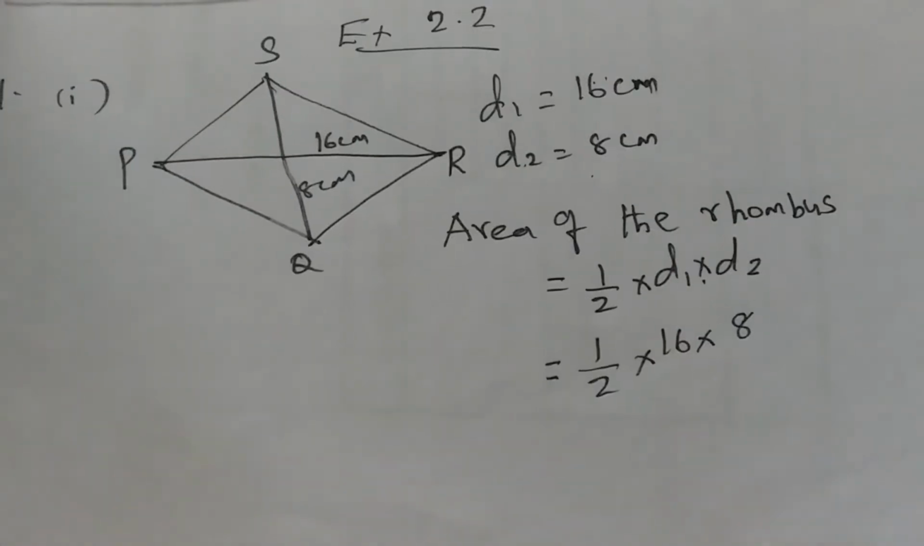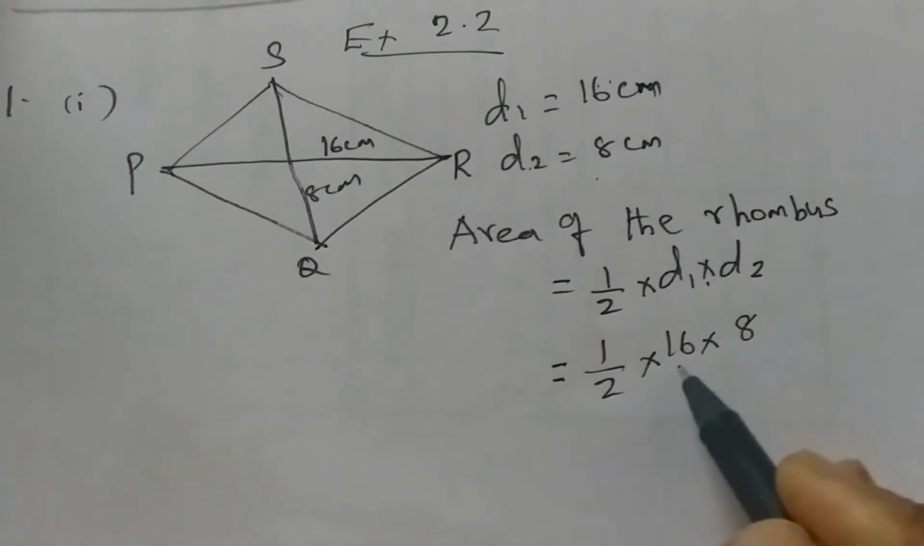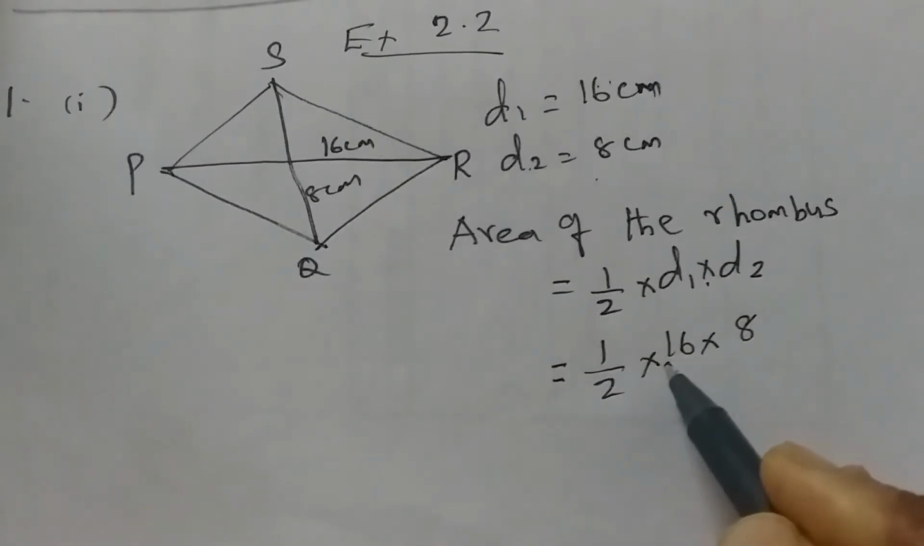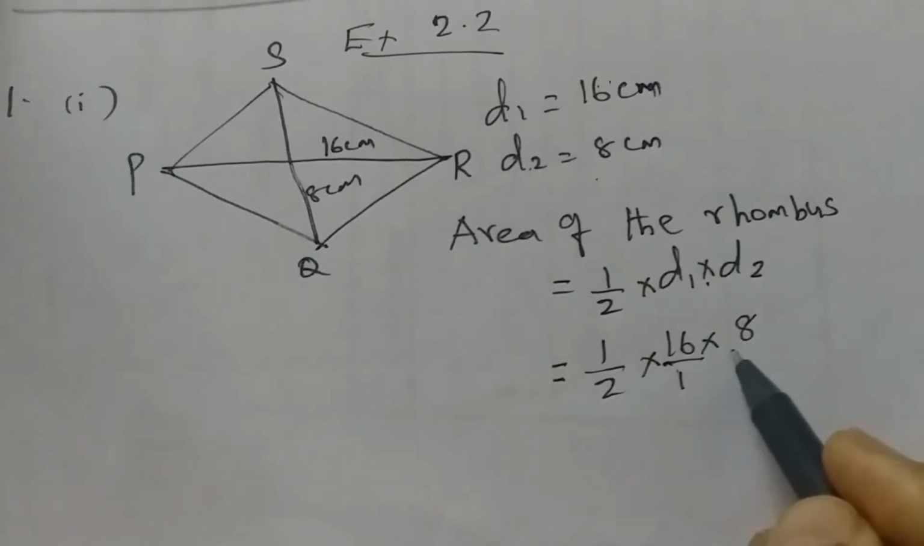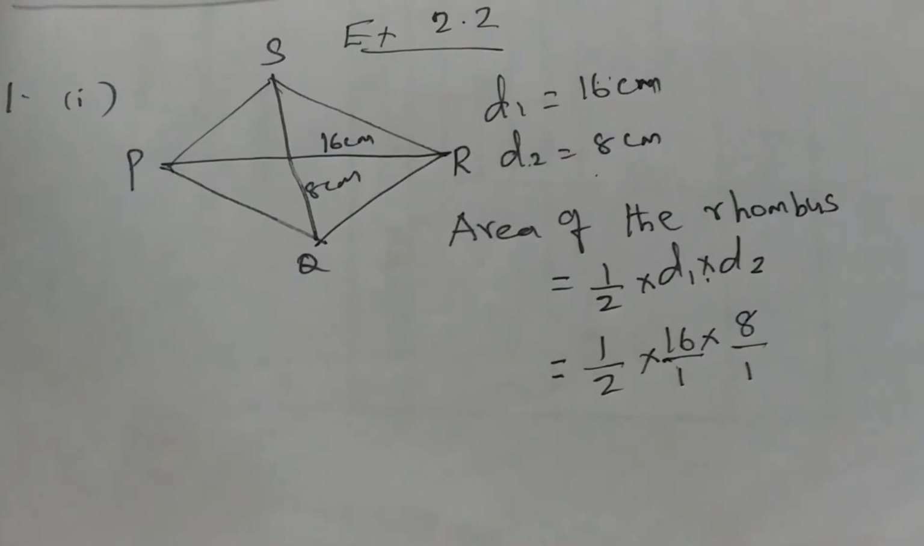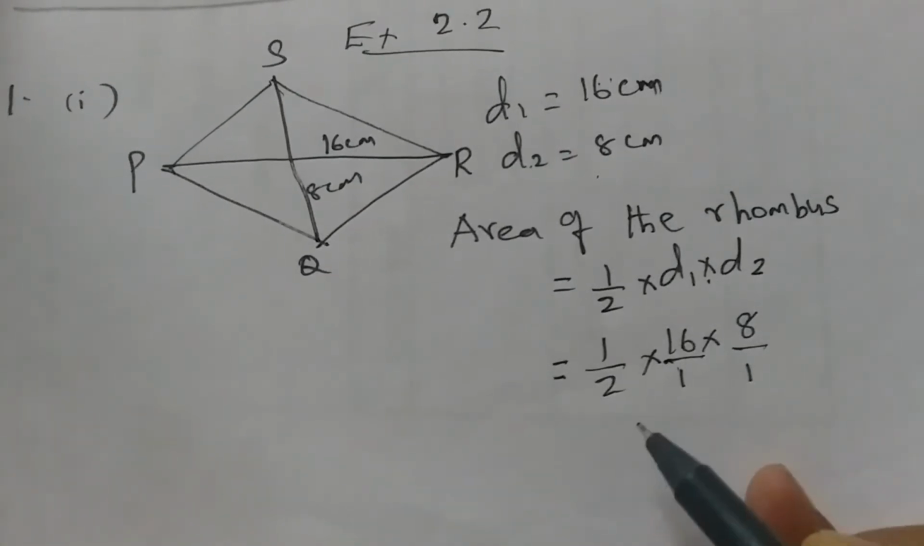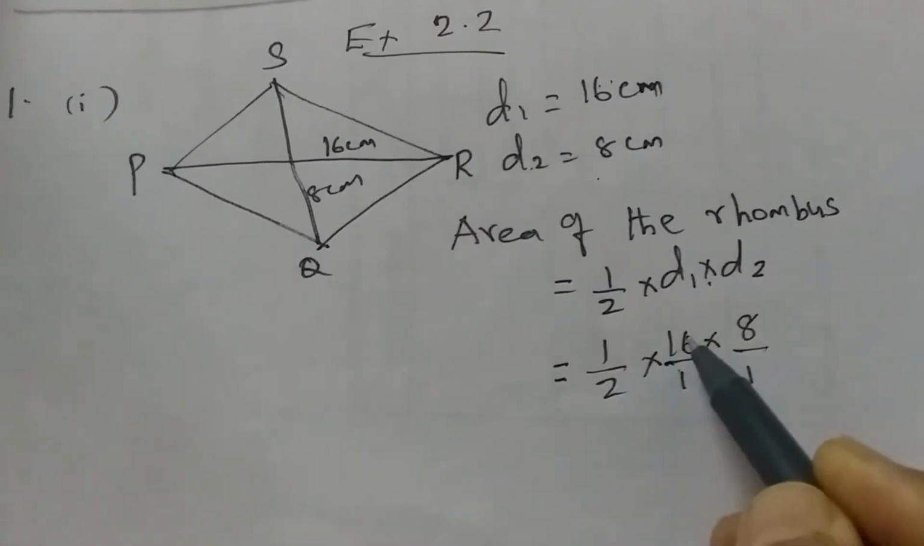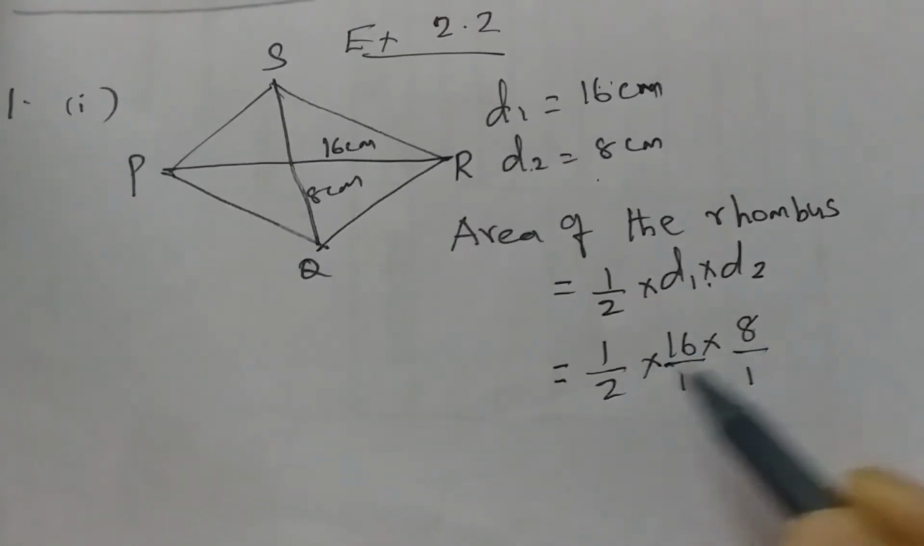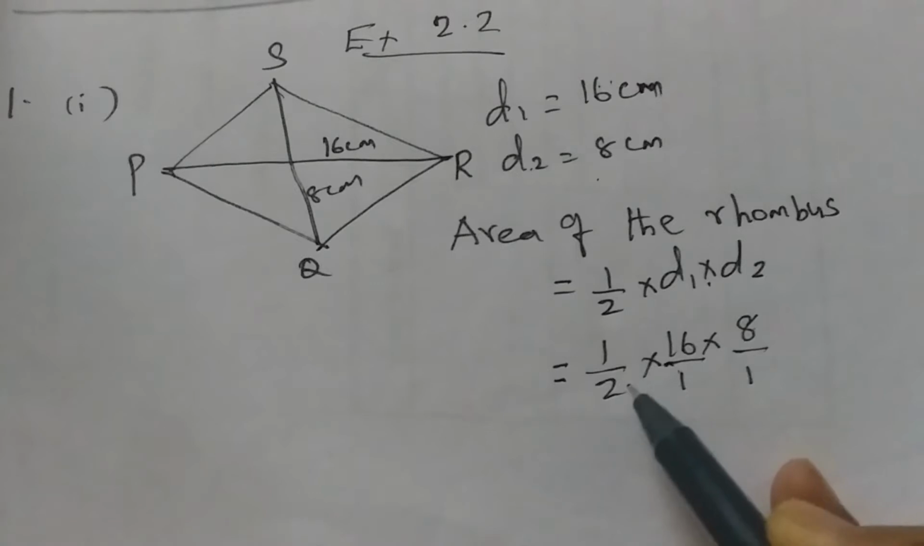Now, how to simplify this? We know it's a fraction. If you want to make it clear, put by 1 so that you are very clear about the numerator and denominator. Now, which are the two numbers which can be cancelled? 16 and 2 or 8 and 2. All are even numbers. Any two numbers can be cancelled.